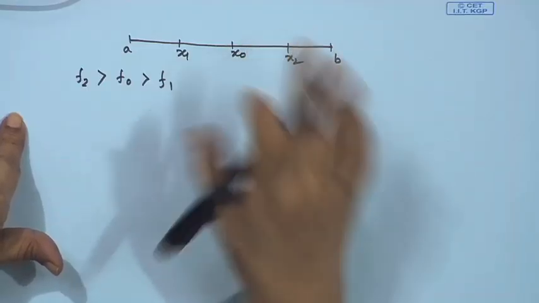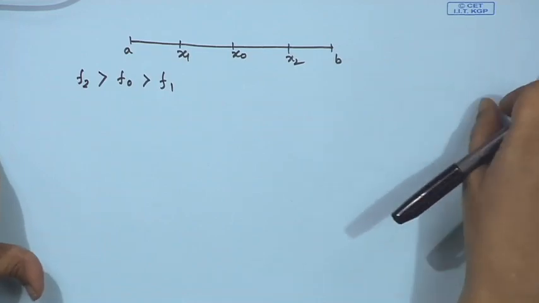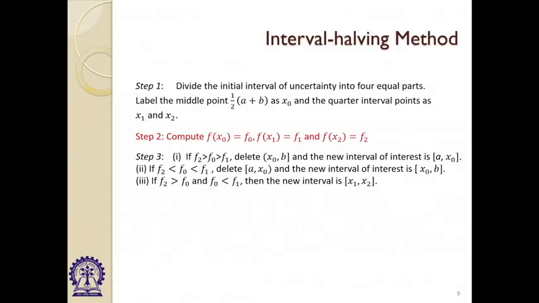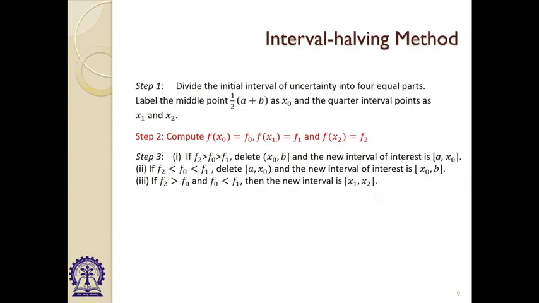We will discard the part from x0 to B and we will get the new interval of uncertainty as A to x0. Alright. Let us consider the other case, that f2 is lesser than f0 and f0 is lesser than f1. That means on the left side the function is increasing and then on the right side the function is decreasing. If I minimize the function, certainly on the left side the minimum cannot lie, alright. That is why we will discard that part. That is why we have written the methodology: delete A to x0 and consider the new interval of uncertainty as x0 to B.